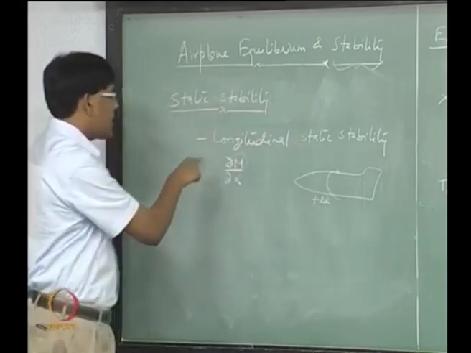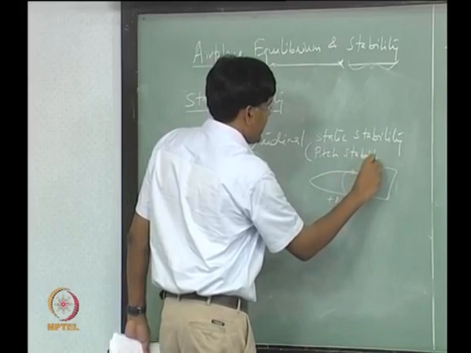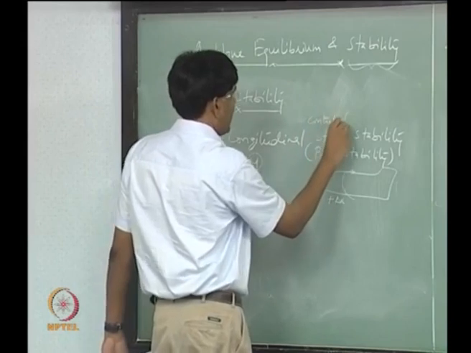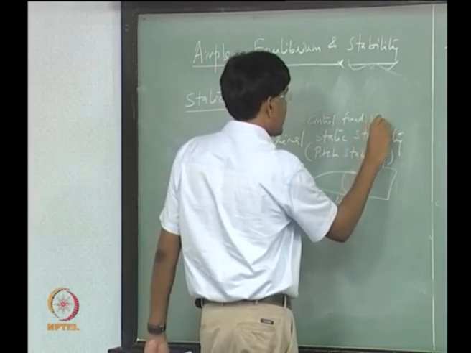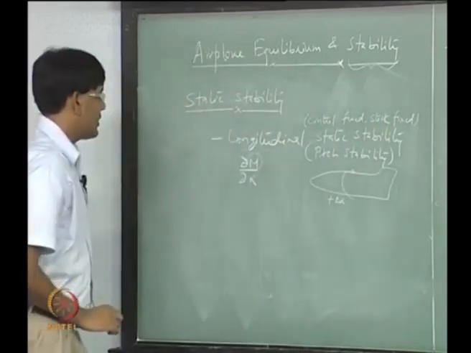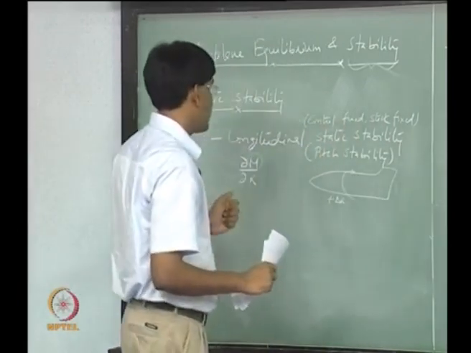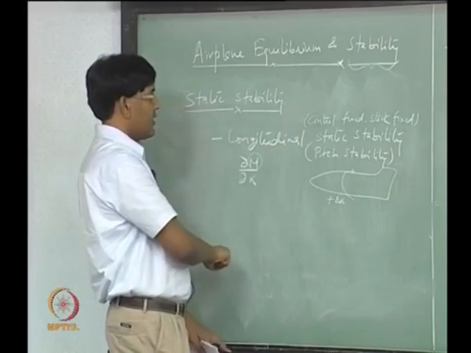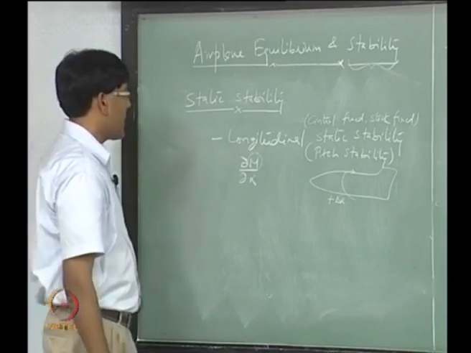So for longitudinal static stability or pitch stability, and this is control fixed. So the control stick is fixed in this case. We'll later on look at what happens when the pilot leaves the stick free at the trim point. But here, let us first begin with looking at the control fixed or stick fixed condition at the trim point.